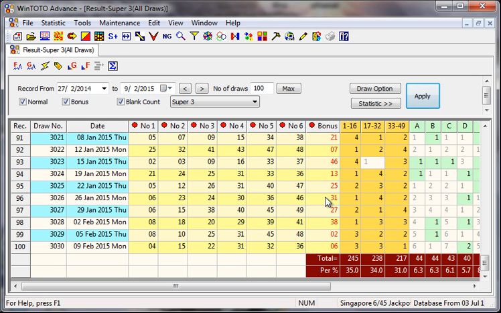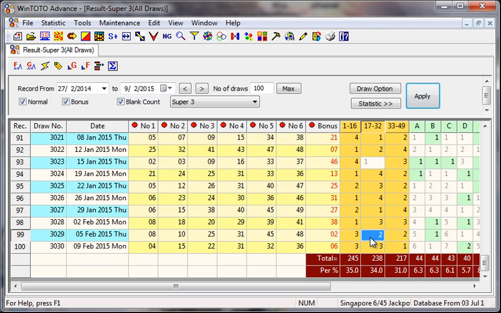Now let's take a closer look right now. For the past 2 draws, we notice that the small numbers are gaining popularity. In fact, its foothold is 3 and 3. That means for the past 2 draws, there are 3 numbers from 1 to 16, and 3 numbers from 1 to 16 as well. So the small numbers are gaining popularity.